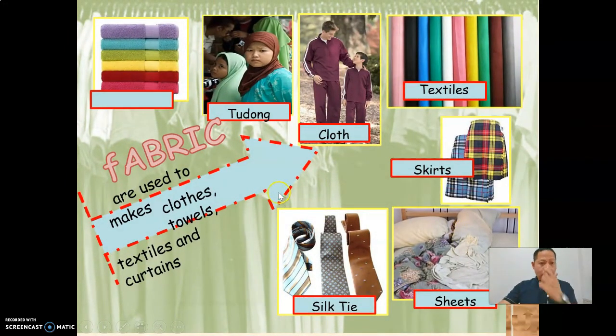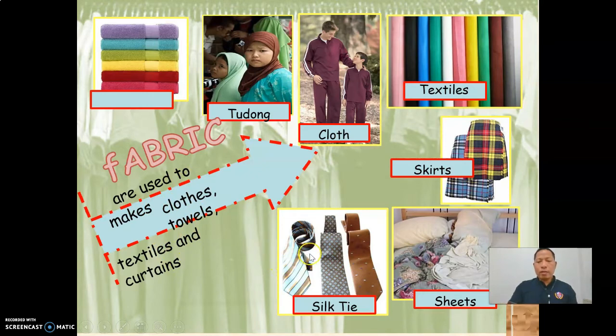Fabric. Let's say fabric. Fabric is used to make clothes, towels, textiles, and curtains. These are towels, clothes, textiles, skirts, sheets, silk tie. So these are examples of fabric. We can use this for our everyday living. You go to school, go to the mall, wherever you are, you use fabric.